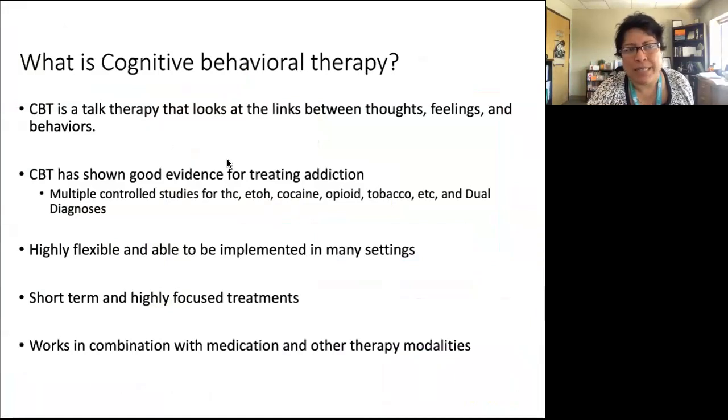So what is CBT in general? It really links thoughts, feelings, and behaviors. There is a lot of evidence in treating addictions of different substances, as you can see here, and it can be very flexible, right?